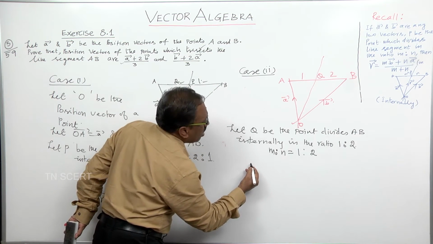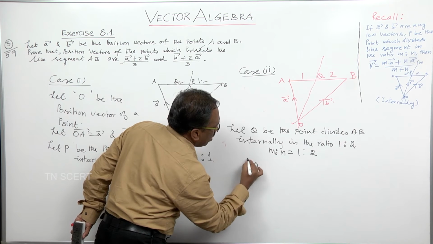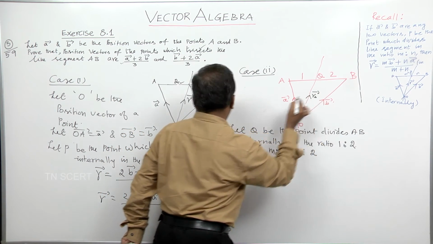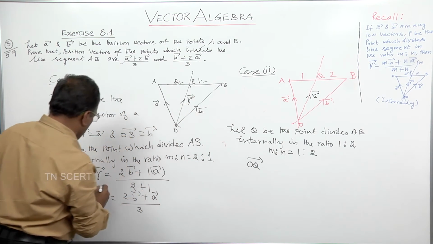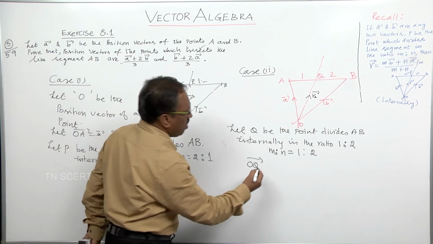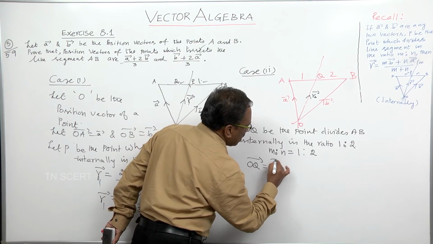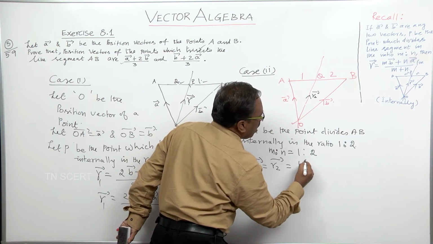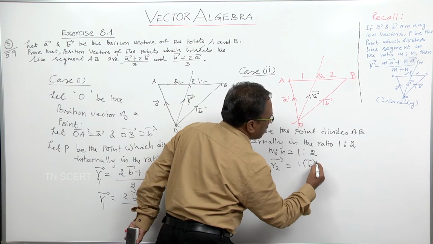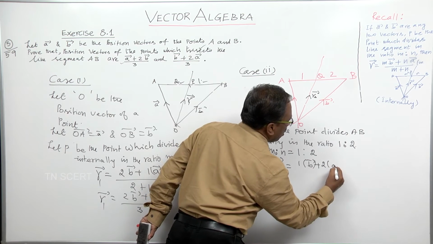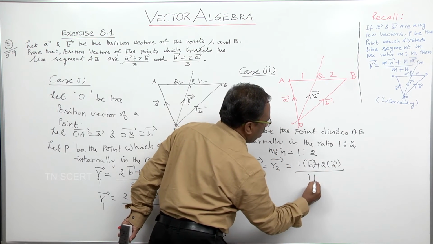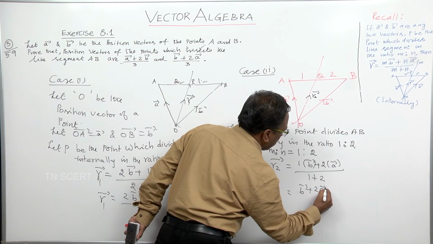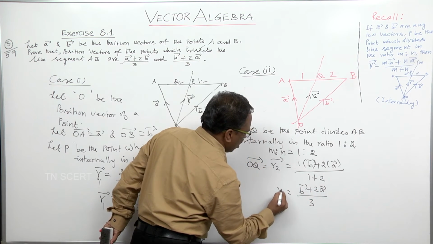So here OQ vector, otherwise we can take it as R2. We shall take this one as R1, and this one as R2. The result is nothing but R2. So 1 into B vector plus 2 into A vector by 1 plus 2. That means (B vector plus 2A vector) by 3, that is R2 vector.